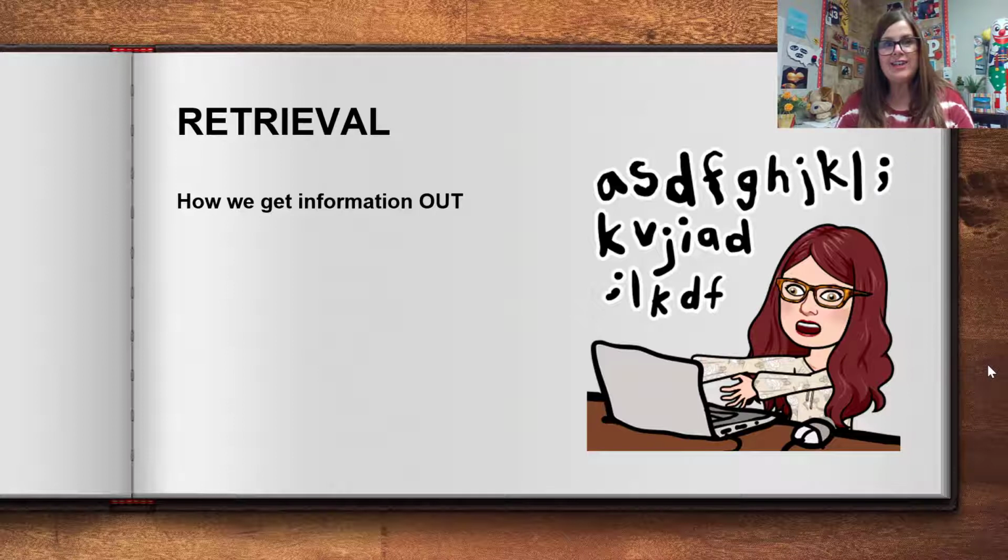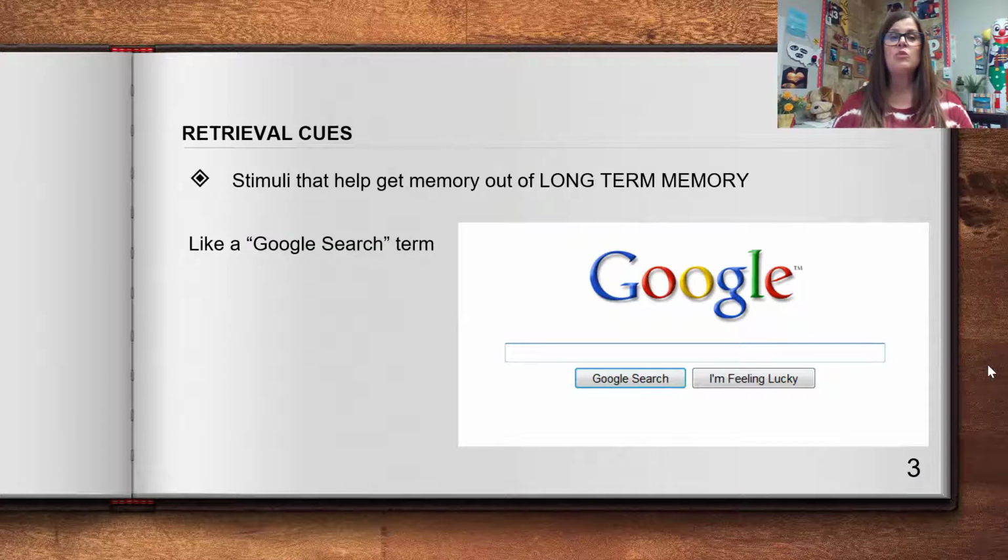So again, the definition for retrieval is basically how we get information out. And when we think about getting information out, we have to rely on retrieval cues. And those cues are the stimuli that help get memory out of long-term memory. We can't just do it on our own. Sometimes we need a little help, and that's the purpose of a retrieval cue, the stimuli that help get memory out of long-term memory. So in a lot of ways, it's like a Google search.